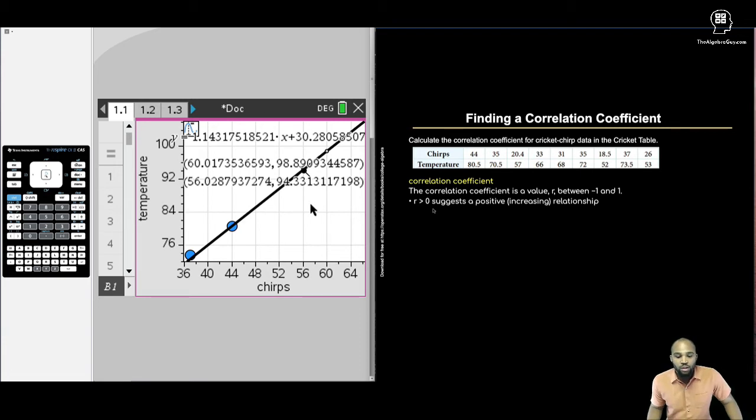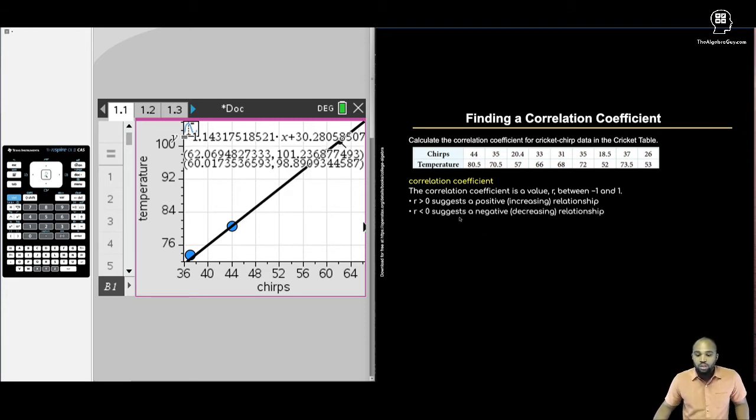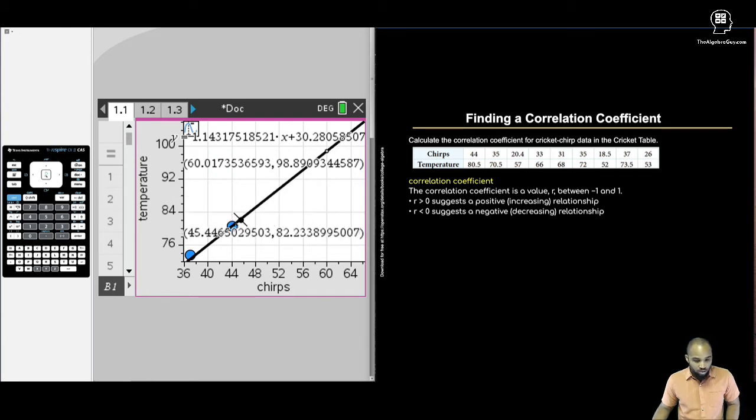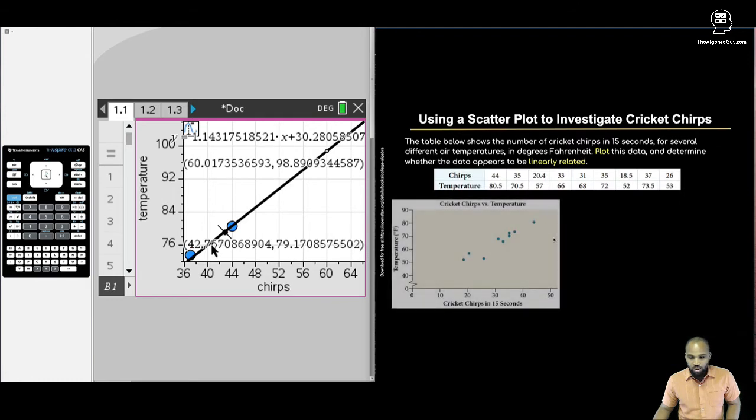If the number is greater than 0, it's suggesting that it's positive. In this case, it's going up, and we can tell that this was going to be positive because it has a positive slope. Less than 0 means there's a negative relationship. The closer the value is to 0, the more scattered the data. So you have points everywhere. So let me go back down here. Uh-oh. I want to go back there.